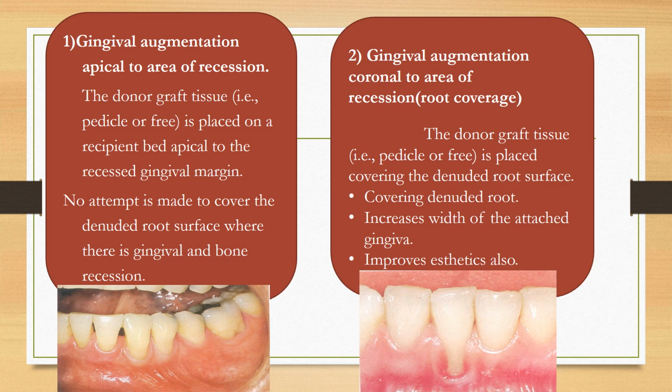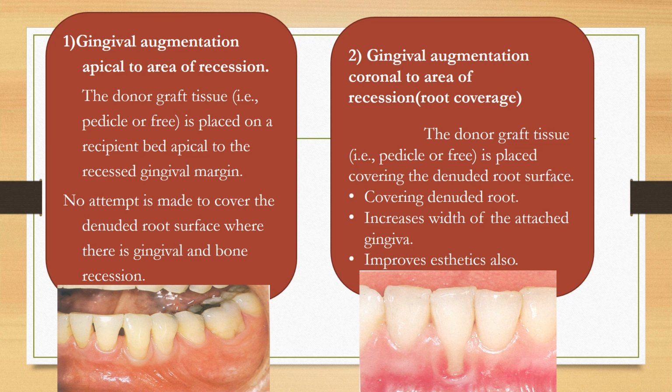So coming to the details of the procedures, there is gingival augmentation apical to the area of recession. If there is an inadequate amount of attached gingiva just apical to the area of recession, the donor graft tissue can be taken from the adjacent area, or it can be from the palatal side. This will be placed in the recipient bed apical to the recessed gingival margin. No attempt is made to cover the denuded root surface where there is gingival and bone recession. This is just the procedure that is done apical to the area of recession.